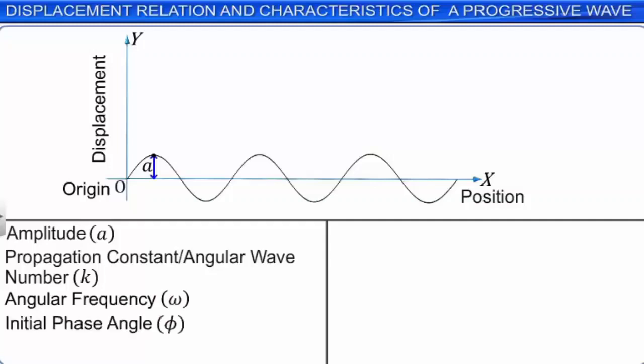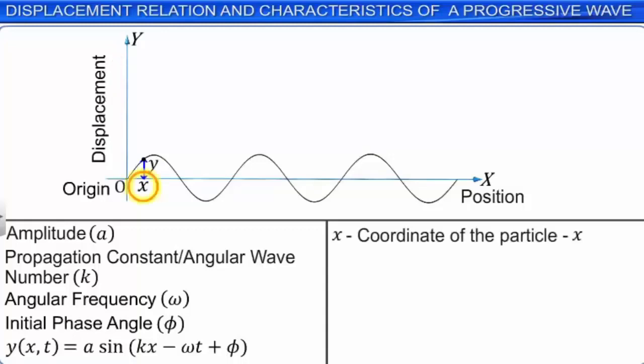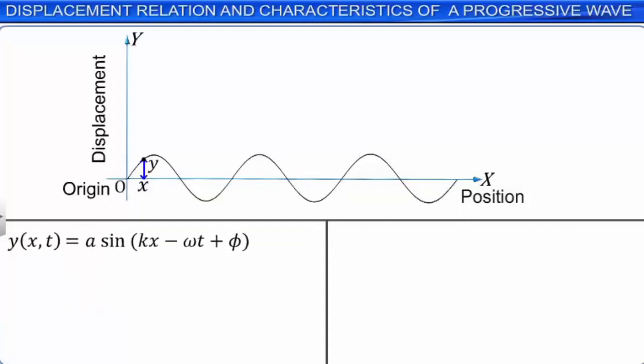Using the equation y(x, t) = A sin(kx − ωt + φ), where y is the displacement of the particle in the y direction, x is the x-coordinate of the particle, and t is the time lapsed from the origination of the wave. The displacement equation of the particle is expressed as y(x, t) = A sin(kx − ωt + φ). This equation represents a progressive wave traveling along the positive direction of the x-axis. That is, from left to right.